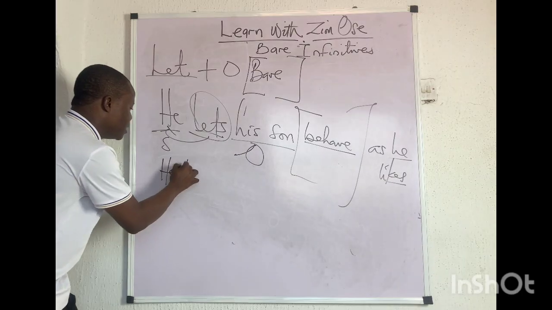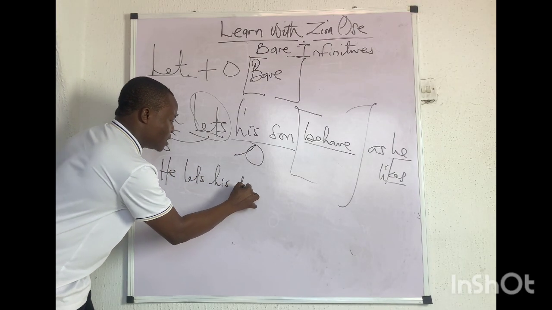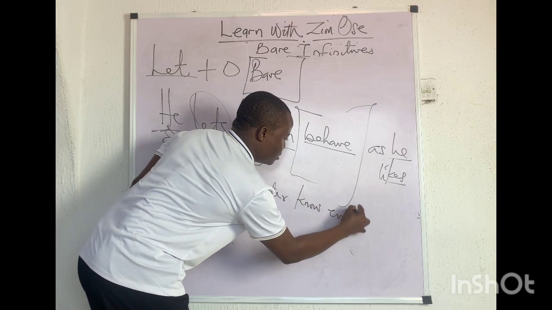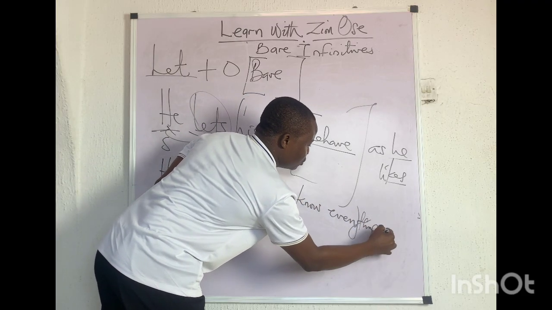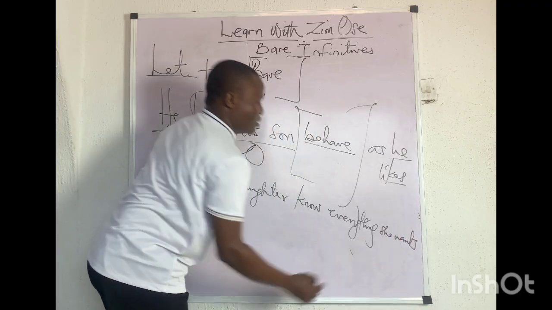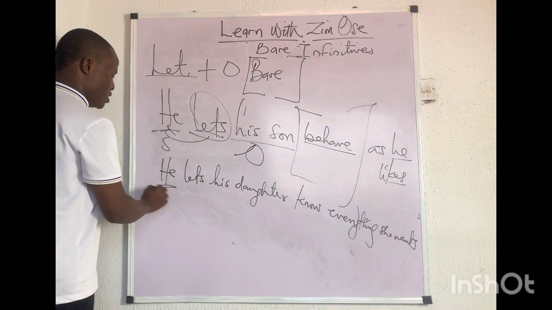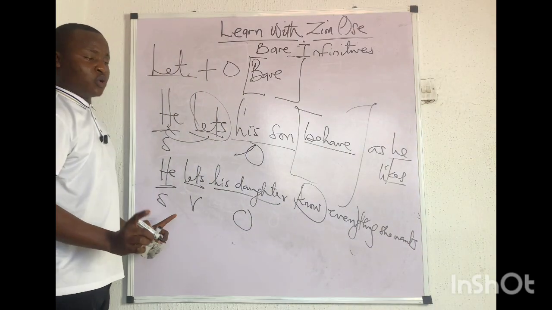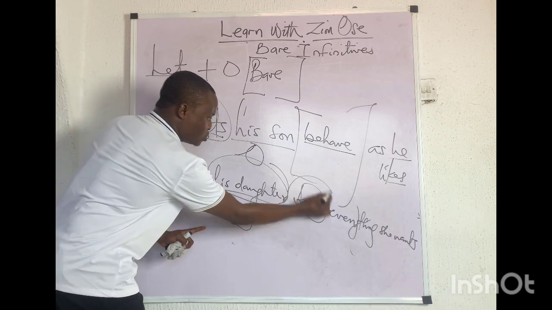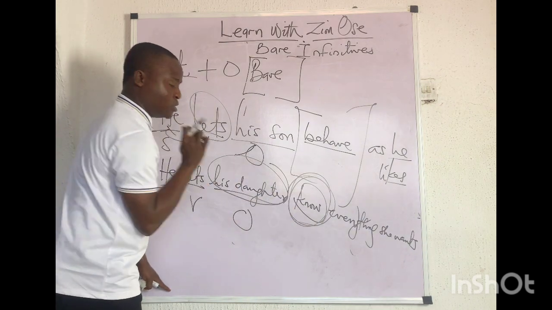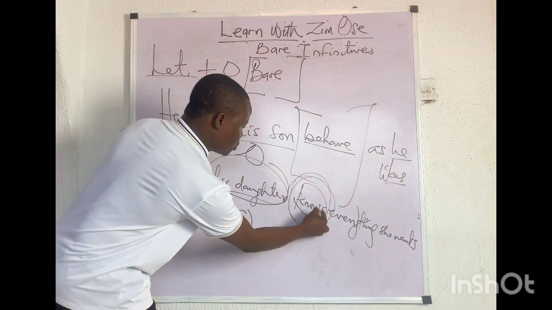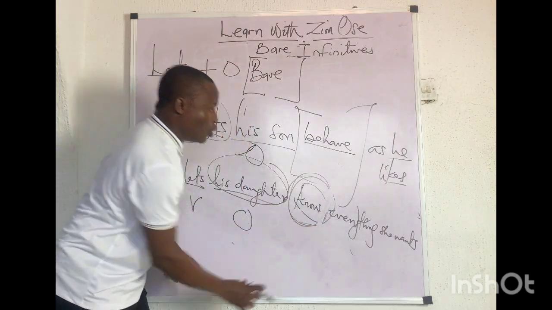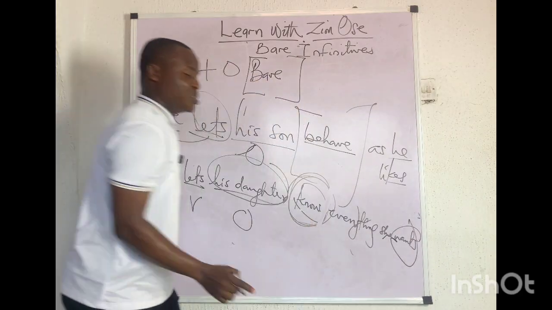Another example: he lets his daughter knows everything she wants. If I give you this sentence, you'll observe that something is wrong here. He is the subject, let is the verb, his daughter is the object. "Knows" is wrong because the object is going to condition this verb to become bare, which is a non-finite verb. So I cannot say he lets his daughter knows. Rather, I would say he lets his daughter know everything she wants.